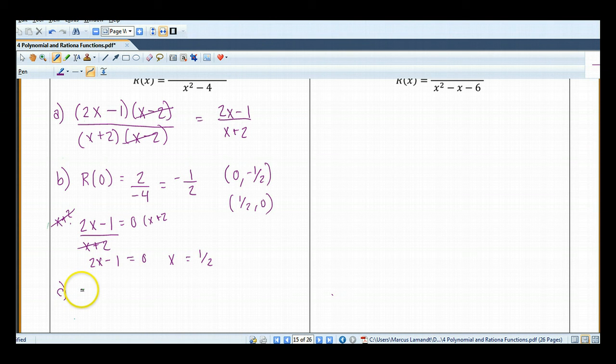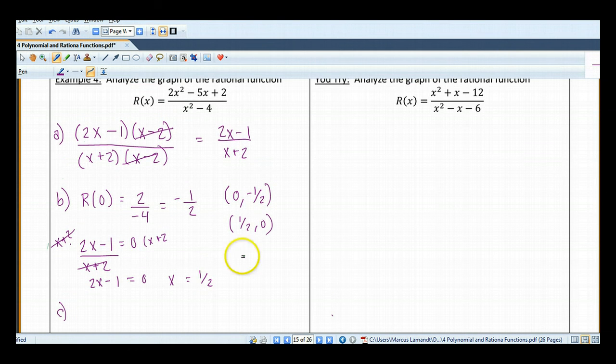Symmetry. If you plug in negative x, you're going to get 2x squared plus 5x plus 2. The reason is because the x squared, negative x times negative x is positive x squared, but negative 5 times negative x is going to become a positive 5. On the bottom, it's just going to stay the same.